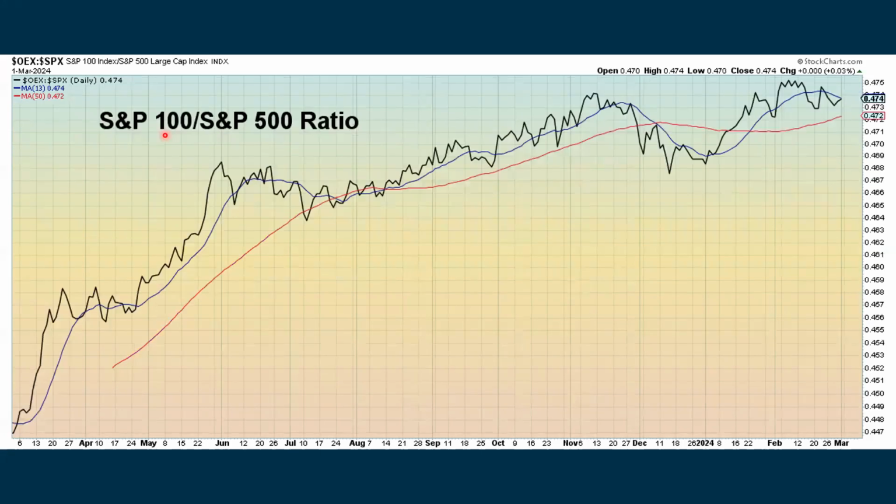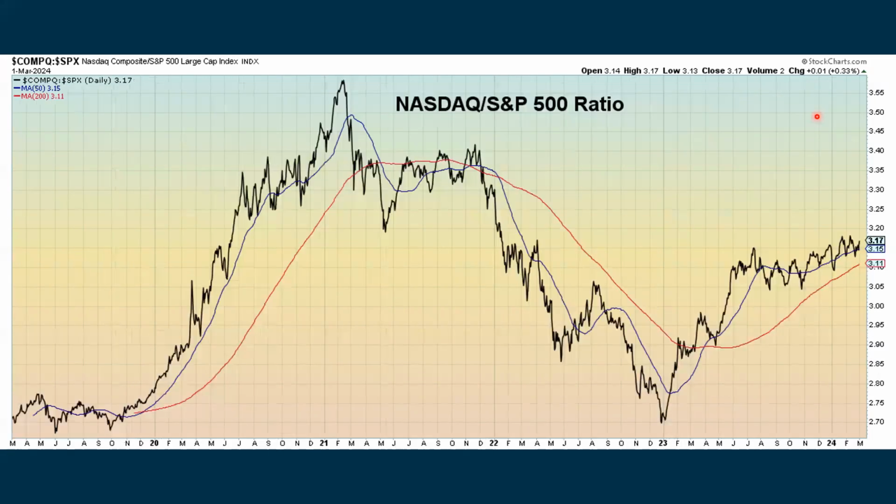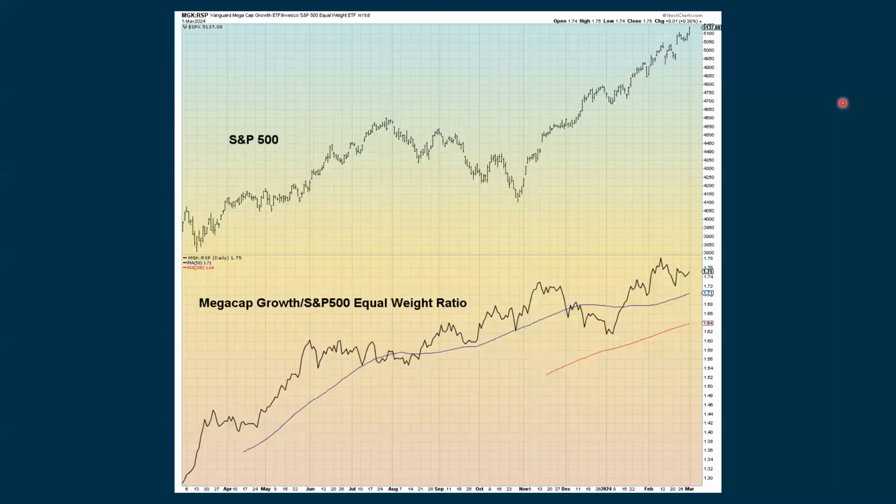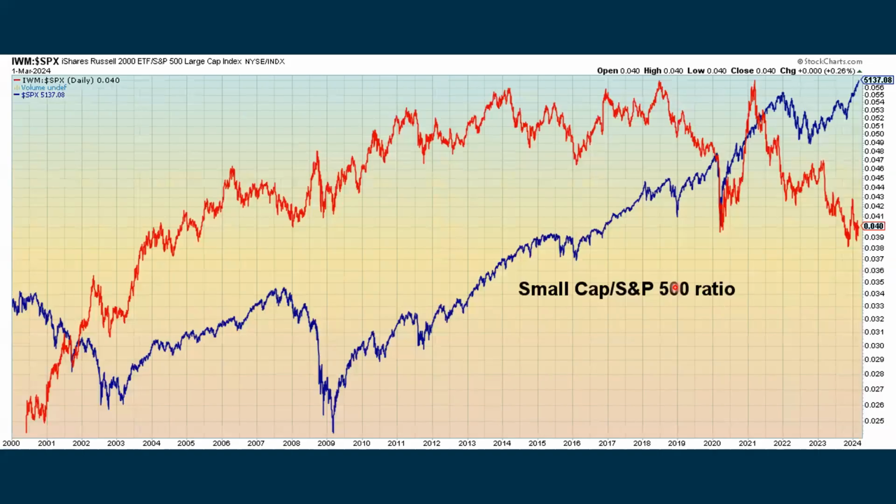Here's the S&P 100, which are the biggest stocks in the S&P 500, showing how the bigger stocks are outperforming. This is the NASDAQ, which just set a new all-time high this past week, and the S&P 500, showing that the NASDAQ is actually performing better. And both the NASDAQ 100 and the NASDAQ are doing well, but the NASDAQ 100 is doing even better. Here's the mega cap growth, the really big companies, compared with the equal weight index, showing how the mega caps are outperforming.